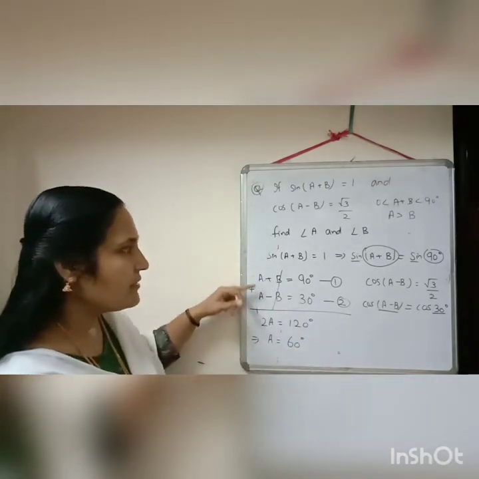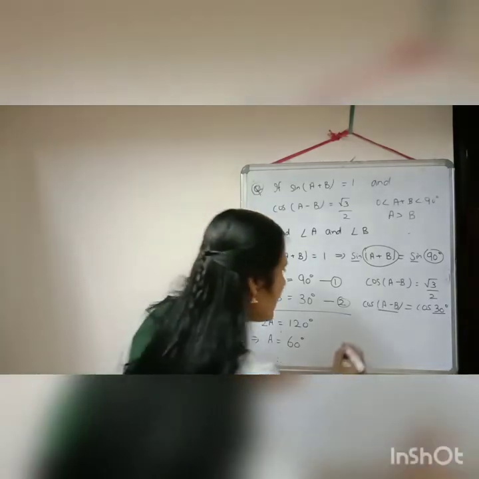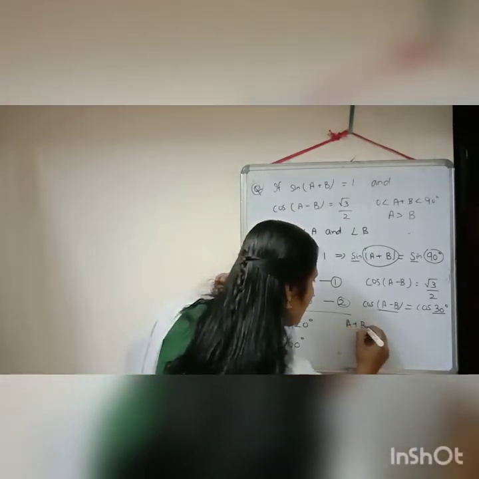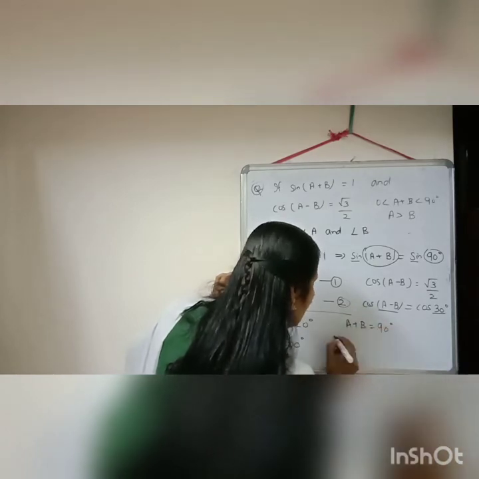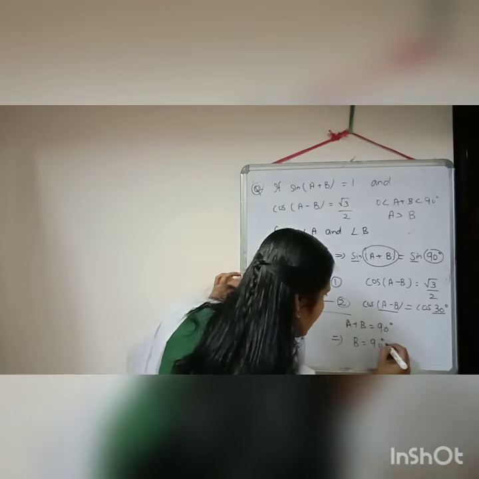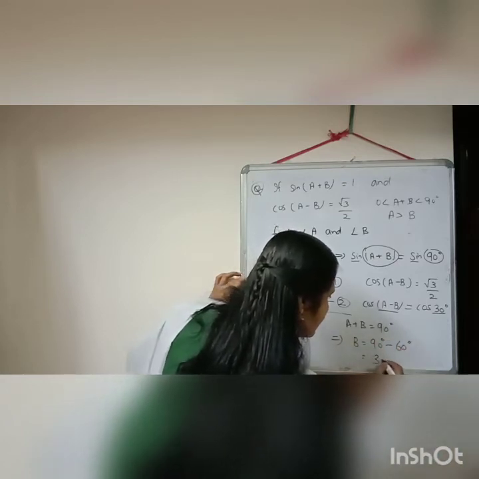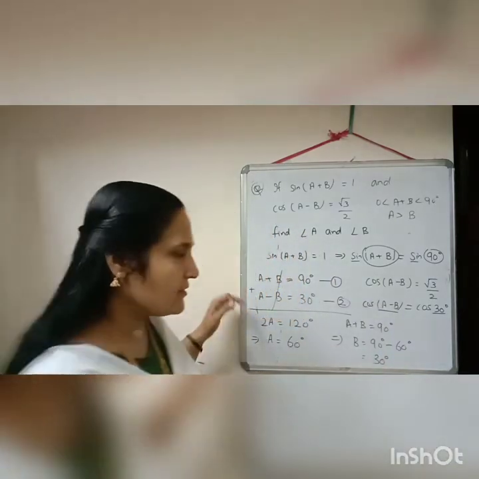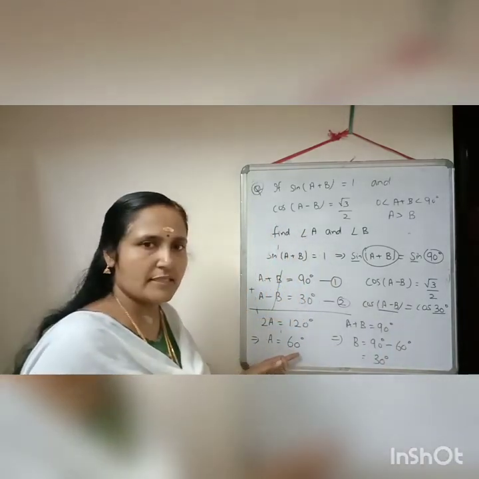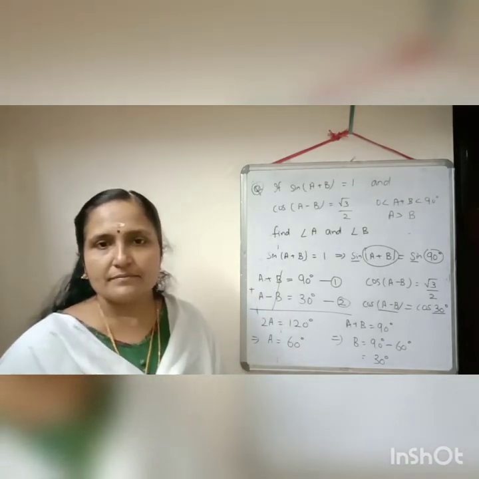Then we can substitute the value of A in any one of the equations. So suppose I am substituting in equation 1. A plus B is equal to 90 degree. So from there B will come 90 degree minus A. So minus 60 degree, and 90 minus 60 is 30 degree. So we are getting A is equal to 60 degree and B is equal to 30 degree.